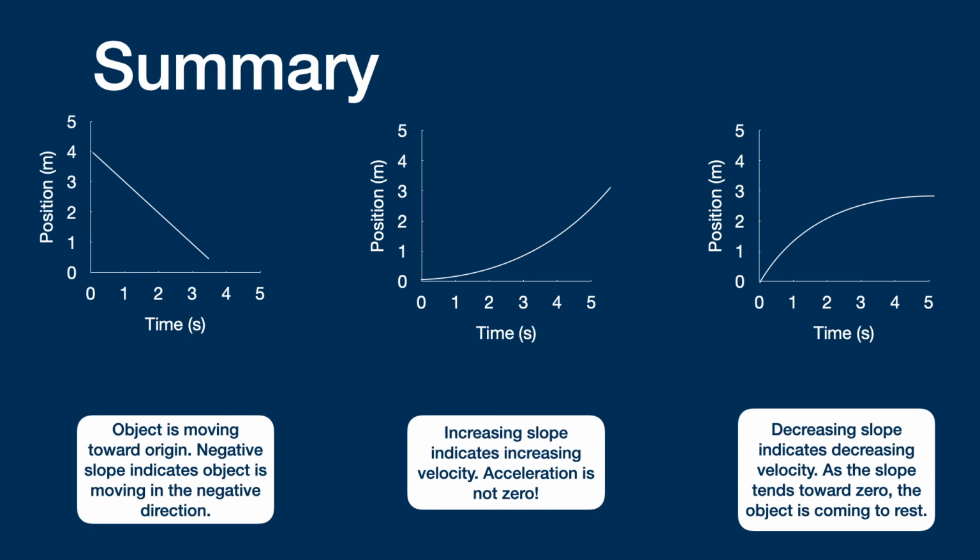All right, and then in the second one, we have an increasing slope, which indicates that the velocity is increasing, and acceleration is not 0 in this case. We're speeding up. And finally, in the last example, we have a slope that is constantly getting smaller and smaller as time goes on, and this indicates that we are slowing down and the object is eventually coming to rest.